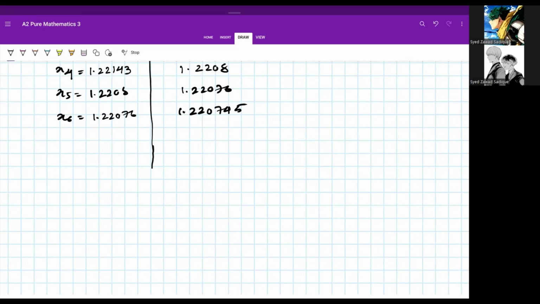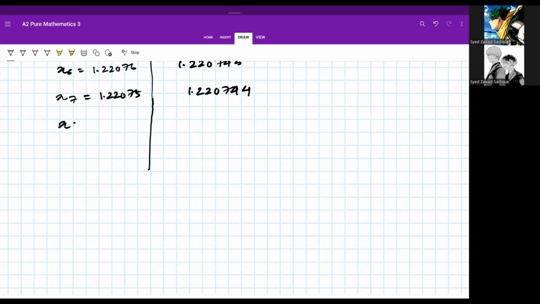Now, we usually get our answers from x5 to x8. 1.22075, 1.220744, and finally x8 is equal to 1.220744. And x9 is equal to 1.220744. The value is the same. Right. So how did we do it?